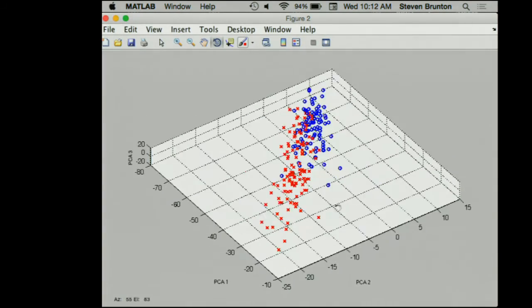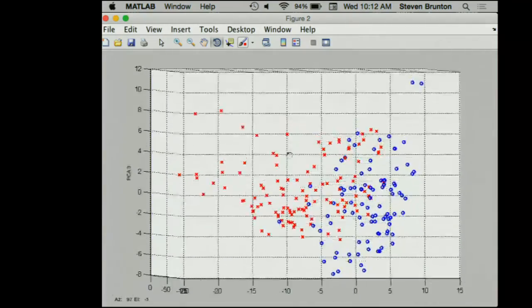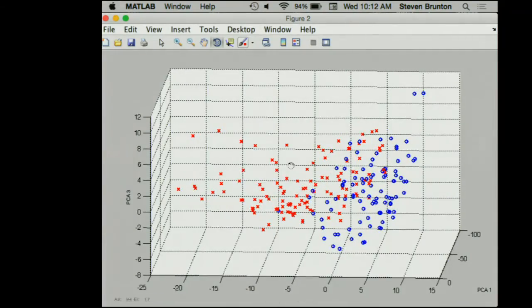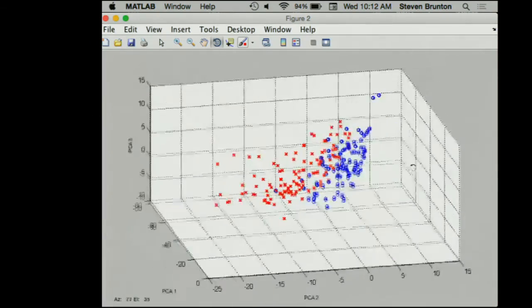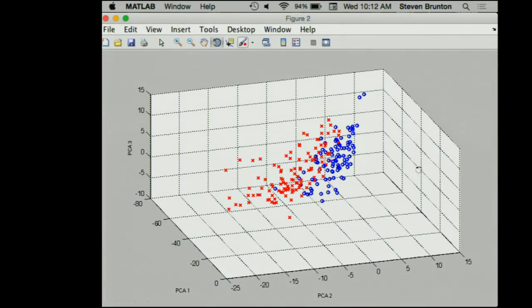And you see here that there's actually a beautiful separation. I mean, it's not perfect in the first three modes, but I clearly have clusters of cancer and not cancer. And you could even imagine that there's a pretty darn good line I could draw through these where I might get 80% diagnostic capability, right?